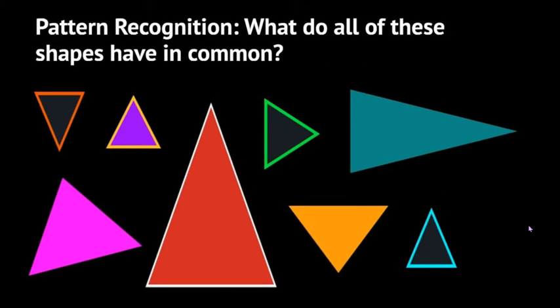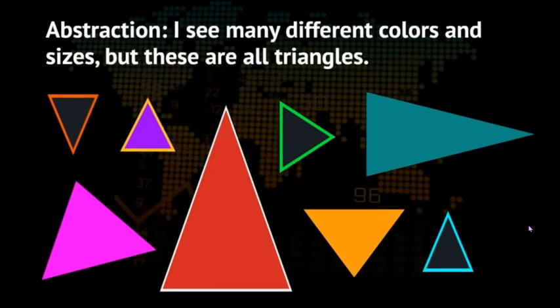So, applying pattern recognition, we look again at all these shapes and wonder, what do they all have in common? Well, I see lots of differences, but one thing I see as a recurring pattern is 3 points, 3 angles, 3 sides. Using abstraction, I am able to forget about all the different colors and the different sizes and the way these are pointing in different directions and see that they all fit into that shape category of triangle.